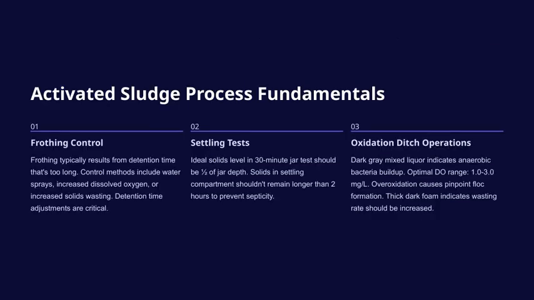Let's dive into the fundamentals of the activated sludge process, starting with frothing control. Frothing usually happens when the detention time in the reactor is too long. When this occurs, it can lead to excessive foam formation, which isn't desirable. To control frothing, we can use water sprays to break down foam, increase the dissolved oxygen levels to stabilize the bacteria, or waste solids more actively to reduce foam buildup. It's really important to get the detention time just right, because it directly impacts foaming and overall process stability.